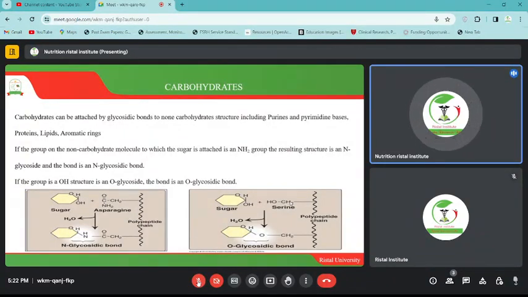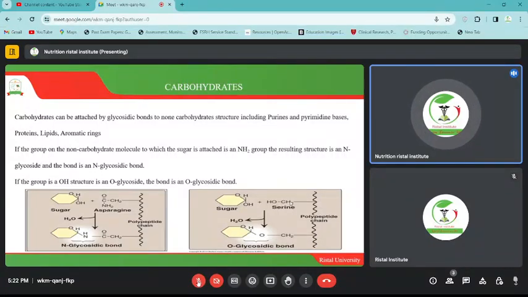Looking into some of the examples that we have right here, if the group on the non-carbohydrate molecule to which the sugar is attached is an amino group, the resulting structure is an N-glycoside, and the bond is the N-glycosidic bond. And if the group is an OH group, which is a hydroxyl group, it will be an O-glycoside, and the bond is an O-glycosidic bond.